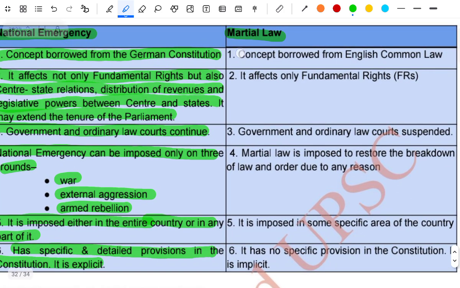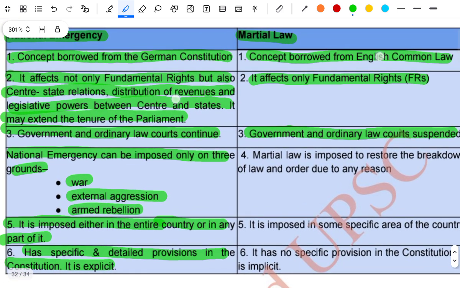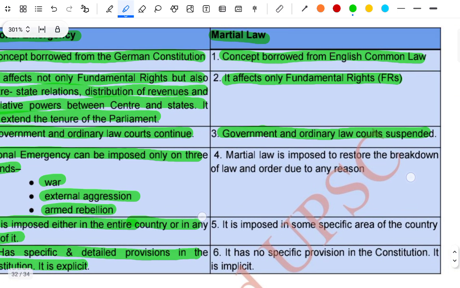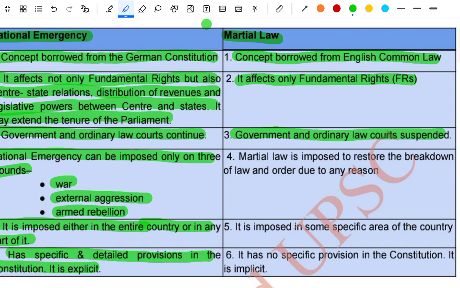Martial law. The concept is borrowed from English common law. It affects only the fundamental rights, and the government and ordinary law courts are suspended. Martial law is imposed in a region due to a breakdown of law and order for any reason. It is imposed in some specific area in the country. It has no specific provision in the constitution.